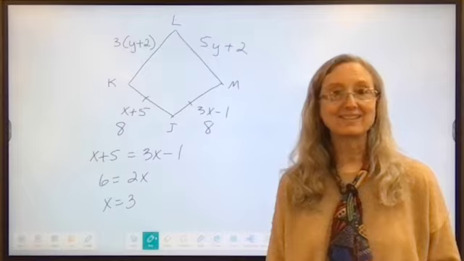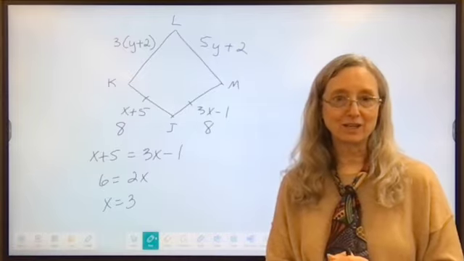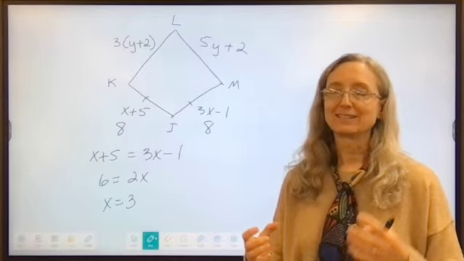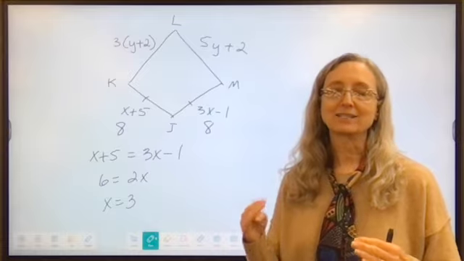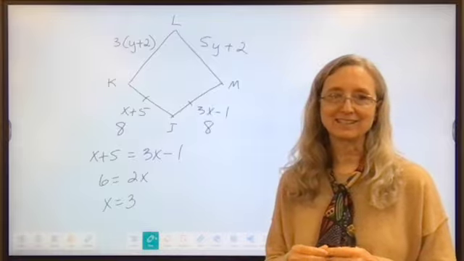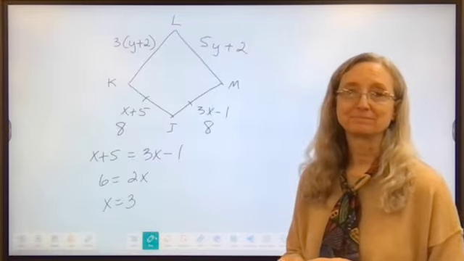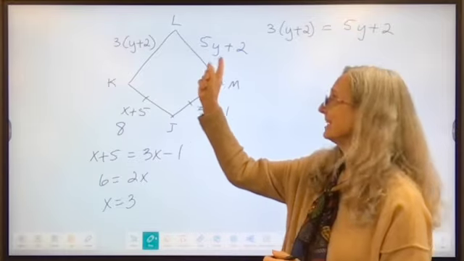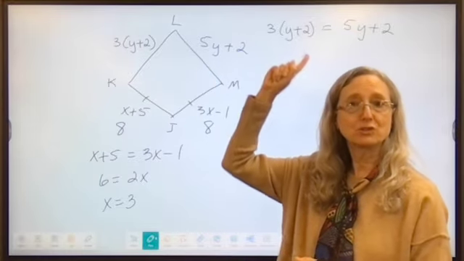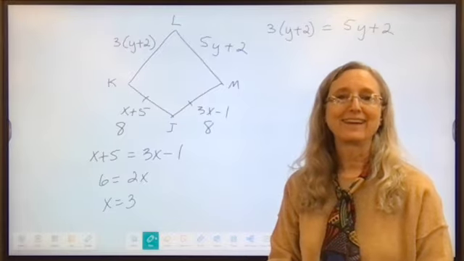Because it's a kite, I can do the exact same thing with the other two sides, set them equal to each other, because by definition, a kite has congruent consecutive sides. So 3 times y plus 2 is equal to 5y plus 2. I set up my equation and I solve.